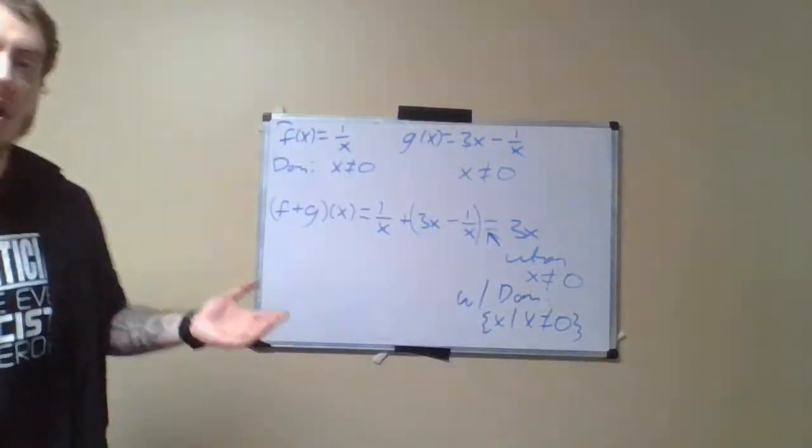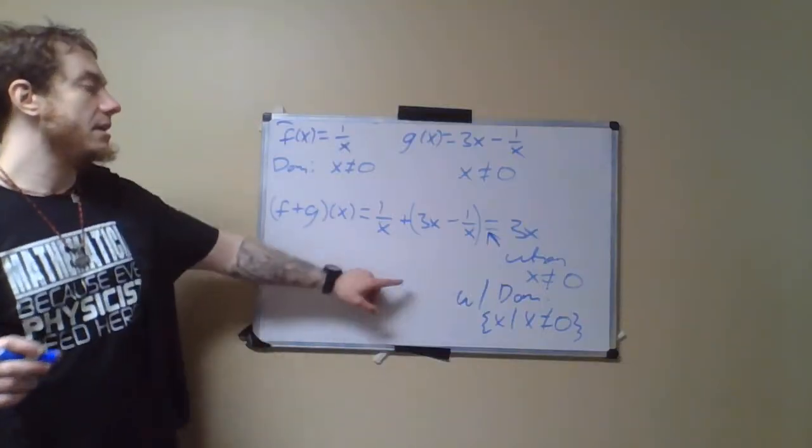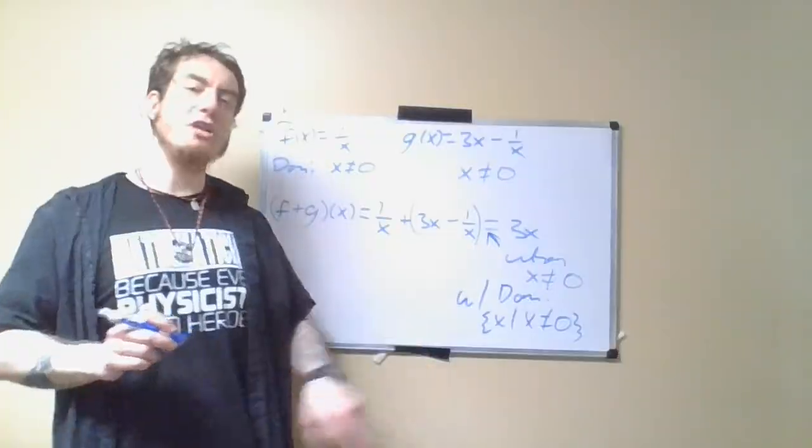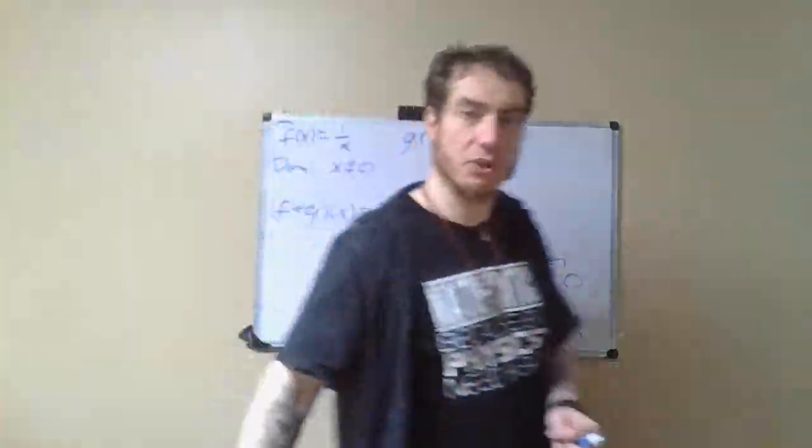Functions don't have to be defined for all numbers. But the formula that we've used looks like it would be defined for 0, and that's why we do need to specify the domain carefully here.